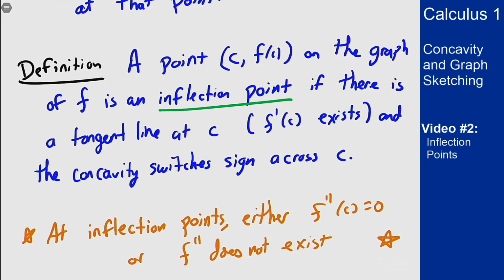That doesn't mean that all points of this form are inflection points, but I can put together a list of these points, and those are all of my possible inflection points, and I have to check to make sure that the curve actually switches concavity at those points.